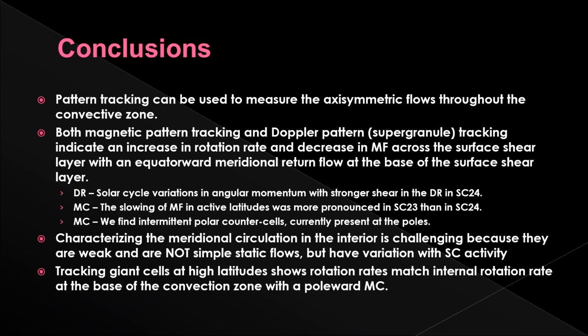Both magnetic pattern tracking and Doppler pattern tracking indicate an increase in rotation rate and a decrease in the meridional flow across the surface shear layer, with an equatorward meridional flow at the base of the surface shear layer. For the differential rotation, we find solar cycle variations in angular momentum with strong shear in solar cycle 24. Meridional flow in active latitudes was much more pronounced in cycle 23 than in 24. We find intermittent polar countercells that are currently present at the pole. So I really want to take a deeper look at those.